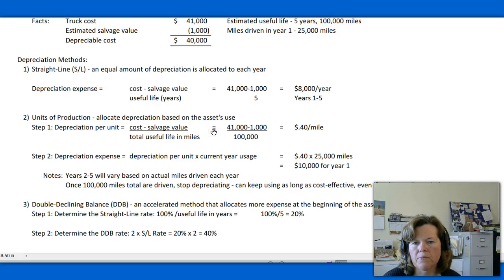Using the given amounts above, 41,000 minus 1,000 divided by 100,000 gets us to 40 cents a mile. So for every mile that we drive this truck, we're going to depreciate it 40 cents a mile.